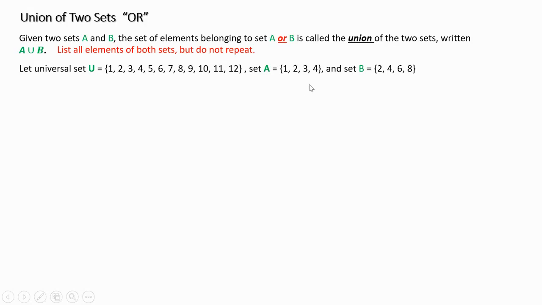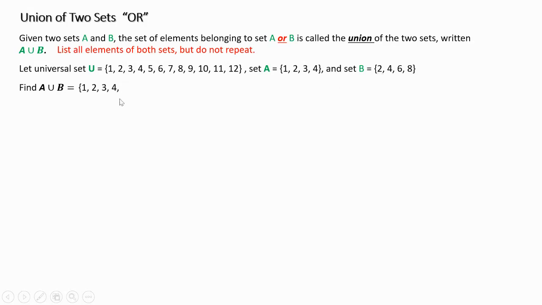The same sets as before. So A union B. Here's what it means by list all elements of both sets, but do not repeat. Since A is first, I'm going to put everything in A, right? It's 1, 2, 3, 4. Then I'm going to go to set B. B contains the elements 2, 4, 6, 8. So we go to 2, because 2 is my first element.